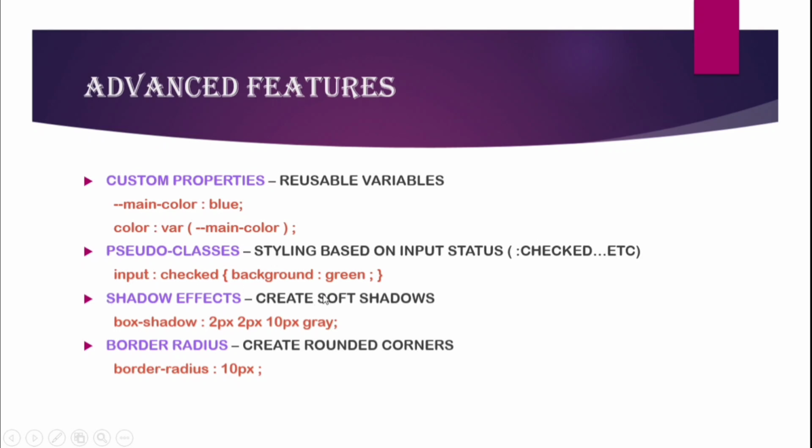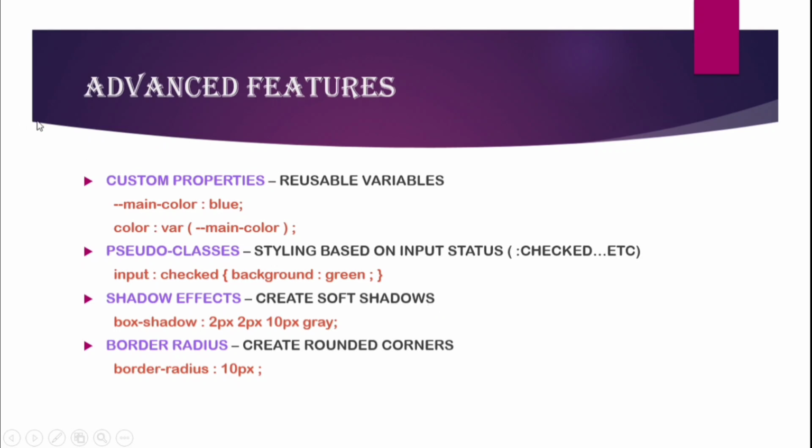Then we have pseudo classes, styling based on input status. Pseudo classes are nothing but if you have checked, or you can see input. This input is in the form elements, where we have the input tags, right? So whatever the form element, if there is a checking value, this checked is the status of that particular input tag. So you click a button, and it will activate a tick mark on it.